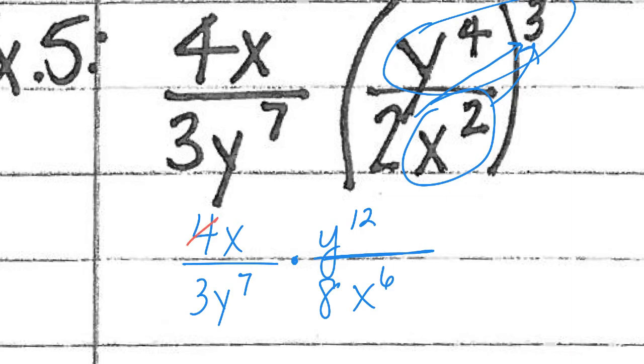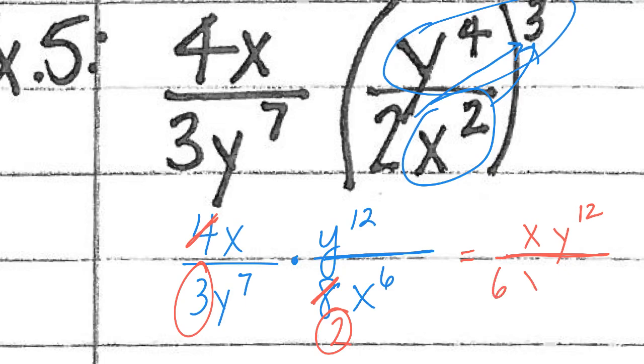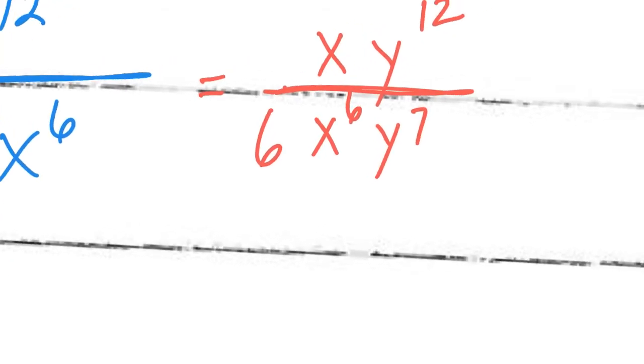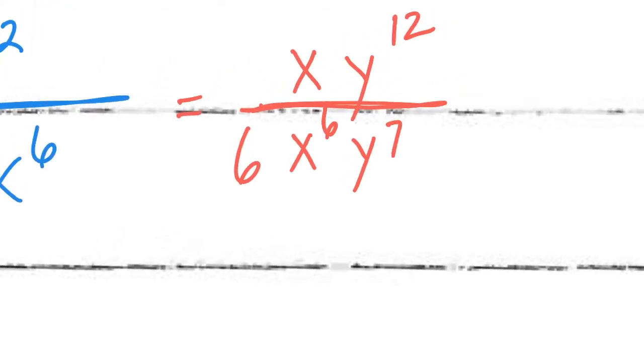All right, to reduce, 4 and 8 can reduce by 2. I'd probably rewrite it all again here. I would rather get it right and rewrite it. 3 times 2 is 6. And then x to the 6th, y to the 7th. I don't like losing my place on these, so that's why I do that.